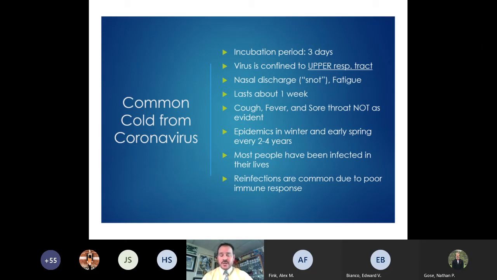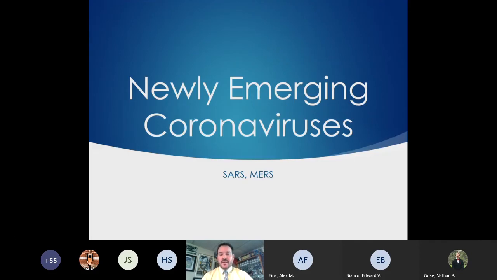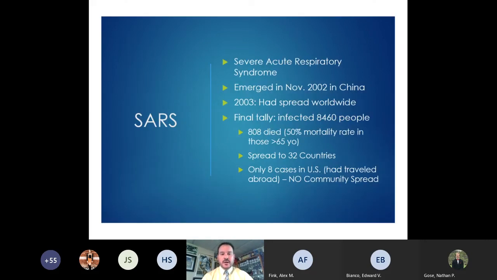This is a brand new virus that the human population has not seen before. So again, these are the facts that we know from the coronaviruses that cause more like common cold symptoms. We just don't know how this new SARS-CoV-2 is going to behave. So that kind of brings us to the newly emerging ones. And again, that began with SARS back in 2003.